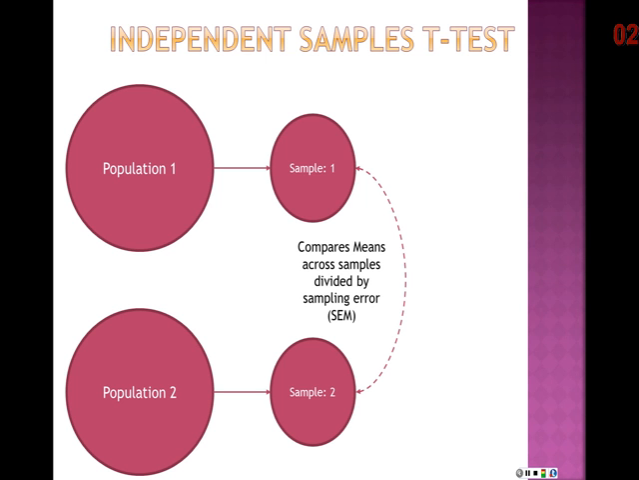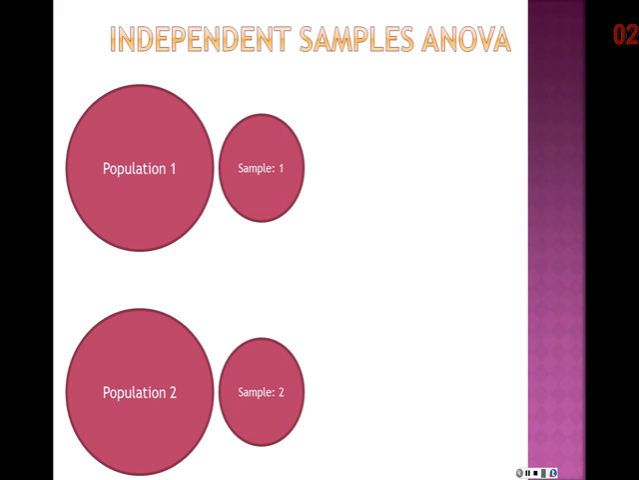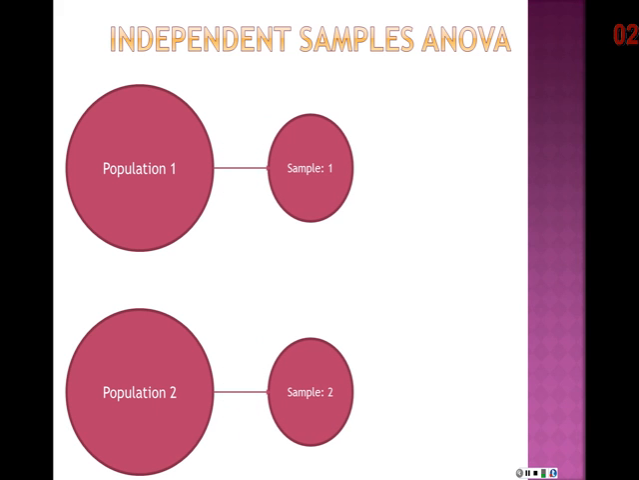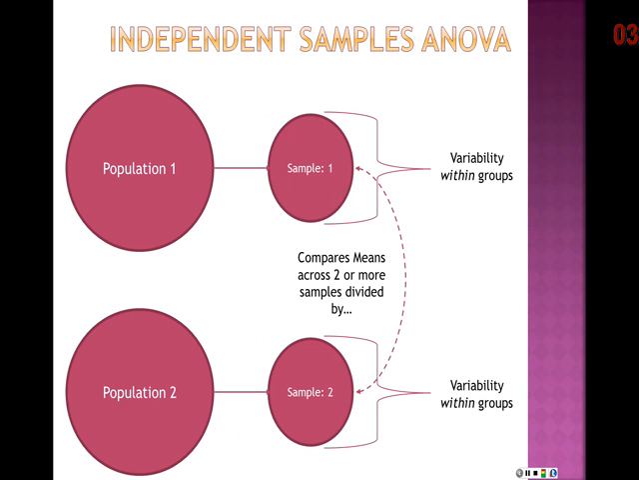So let's take another look at the independent samples t-test. Remember, we have two samples here, and what we're doing is essentially comparing means across the two samples divided by sampling error, right? Standard error of the mean. ANOVA, on the other hand, we still have our two populations and our two samples coming out of two different populations, and we compare means across two or more samples, but that is divided by the variability within groups. Okay, so the extent to which people within each of these two samples vary on their scores for whatever outcome we're looking at.